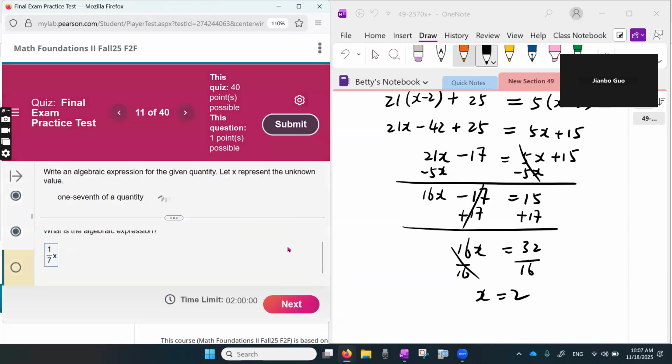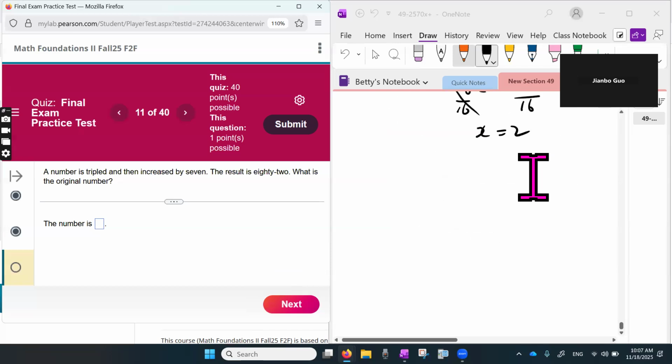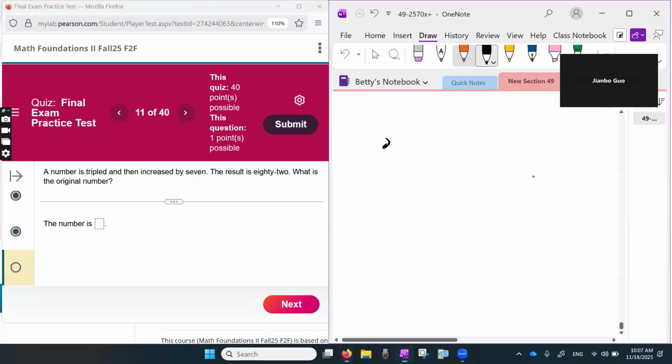Next, question number 11. A number is tripled and then increased by 7. The result is 82. What is the original number? Okay, translate the sentence as an equation. A number, let's say x, is tripled. Tripled means 3x, right? And then increased by 7. So plus 7. Result equals 82.